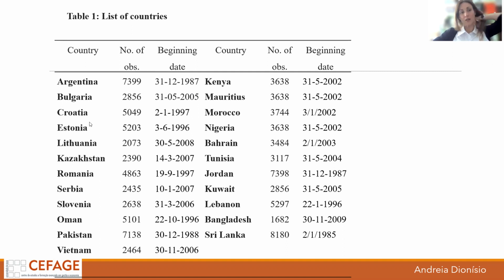So in terms of the data, these are the countries that we study. These are the frontier markets identified by Morgan Stanley. The number of observations is not equal because the beginning date is different for each market. We have markets like Argentina where we have more than 7,000 observations, but we have others, like Bangladesh, that have less than 2,000. This is due to the availability of data.